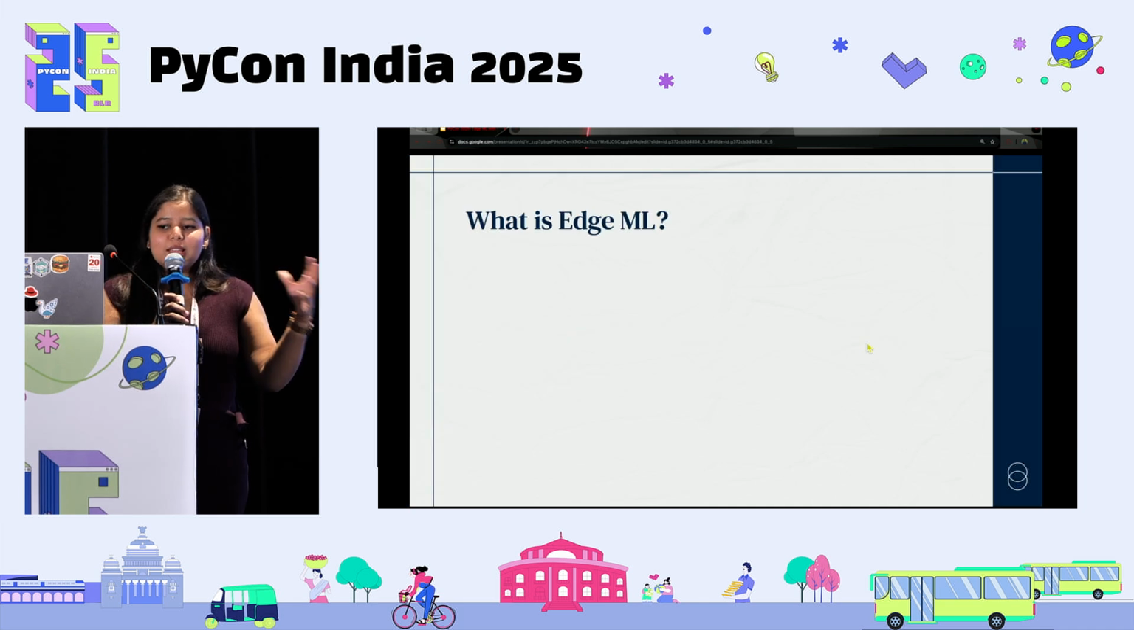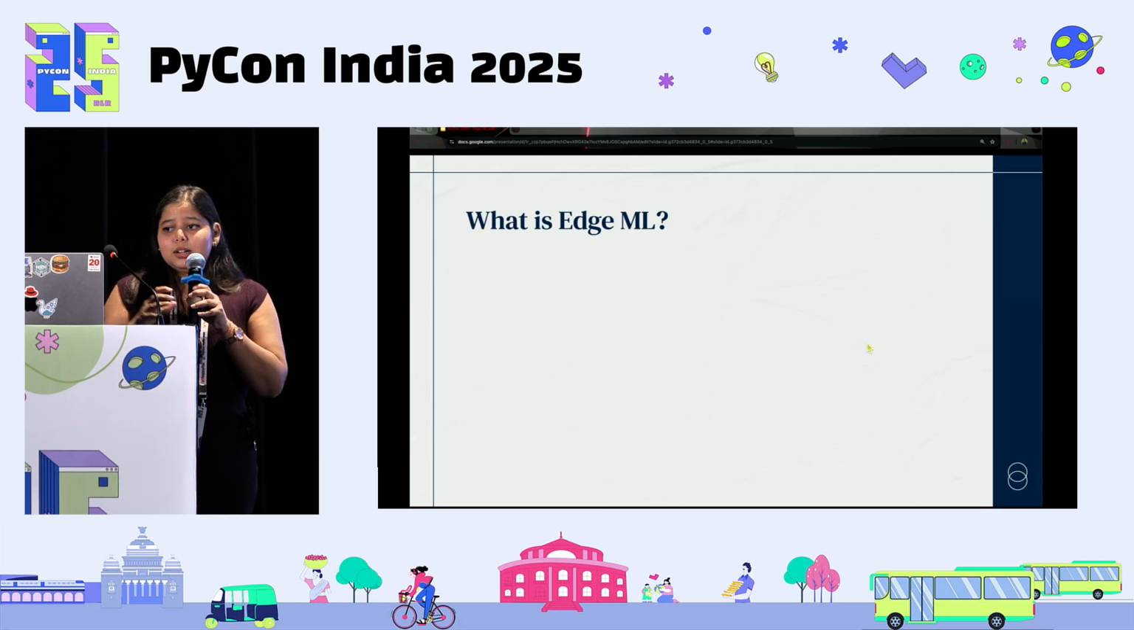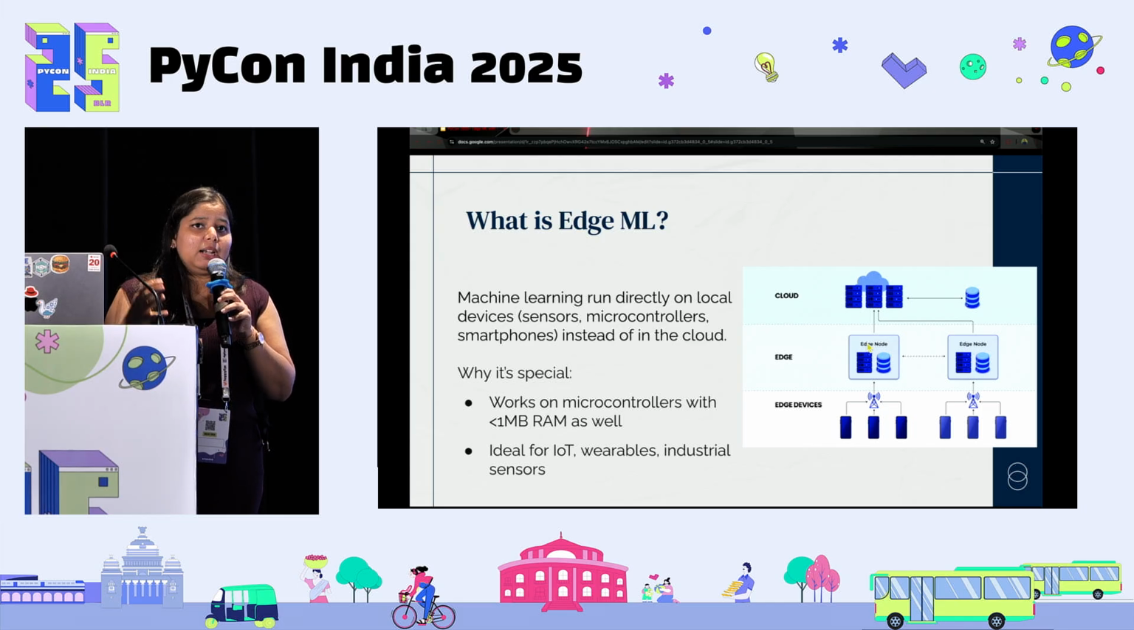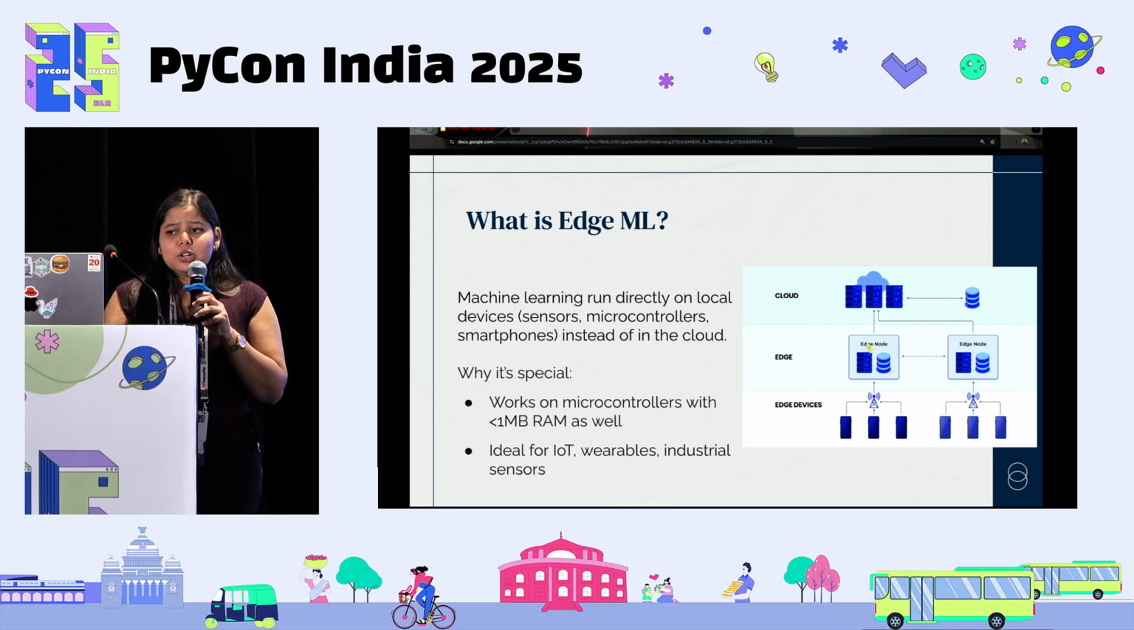So what is Edge ML? Edge ML stands for machine learning at the edge. So instead of sending data from your device to a powerful cloud server for processing, we run our ML models directly on devices like ESP32, whether it's a smartphone, microphone, smartwatch, sensor node, etc. This makes our devices smart enough to recognize patterns and take decisions on their own.